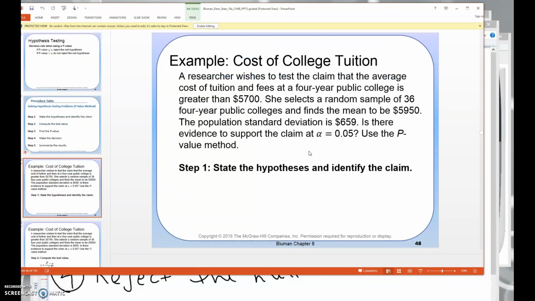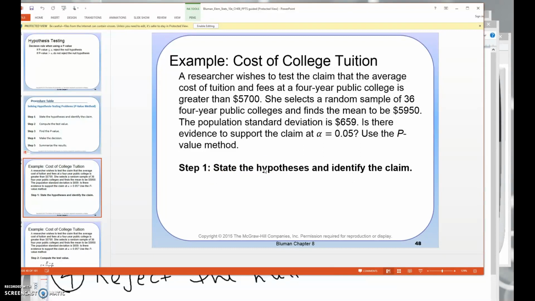All right. The cost of college tuition example. A researcher wishes to test the claim that the average cost of tuition at a 4-year public college is greater than $5,700. She selects a random sample of 36 4-year public colleges and finds the mean to be 5,950. The population standard deviation is 659. Is there evidence to support the claim at alpha equals 0.05? Use the p-value method. All right, let's talk about how we state the hypothesis and identify the claim.